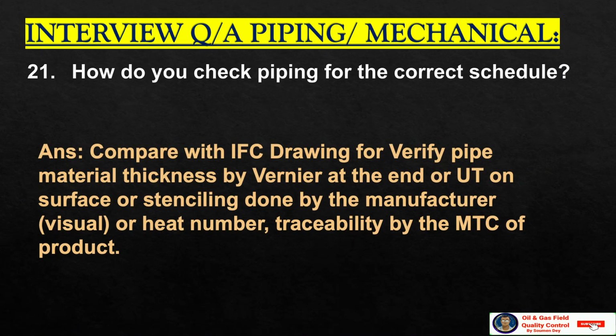How do you check piping for correct schedule? Compare with the IFC drawing, and verify pipe material thickness by vernier at the end or UT on the surface, or stenciling done by the manufacturer, visual, or heat number traceability by the MTC of the product.